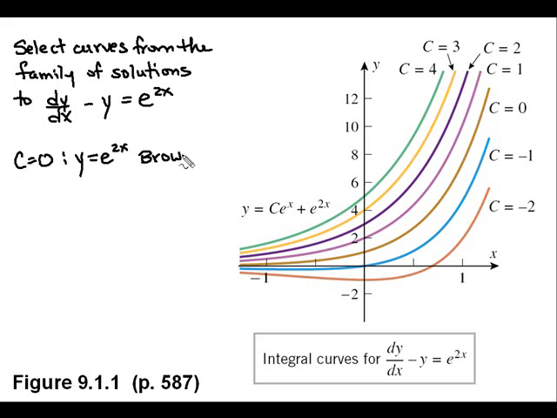And the other case that we looked at was when c equals 3 here in yellow. Now this isn't a graph of all of the possible solutions, but it does show you the general shape of the solutions for different values of c that are selected here.